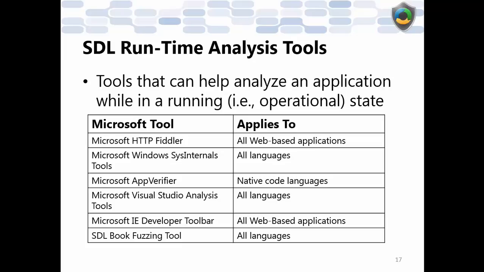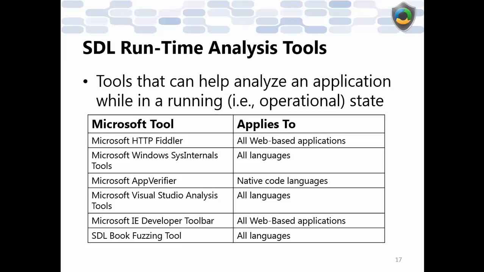Finally, we talk a little bit about some runtime analysis tools. These can be used to help assist testers in evaluating an application while it's operational. First, you see HTTP Fiddler. This is an HTTP proxy which testers can use to analyze request and response data to a web-based app. Next is Microsoft Windows Sysinternals tools. These are a collection of tools that can be used to examine apps while running on the Windows operating system.